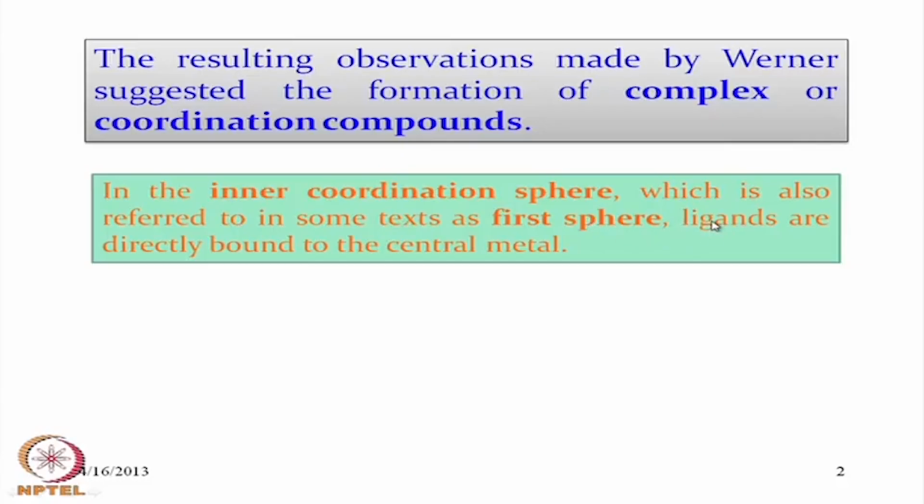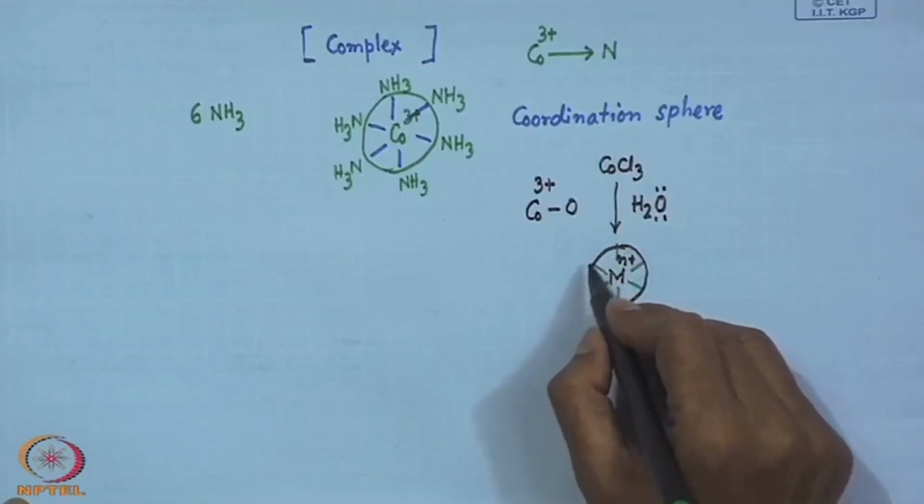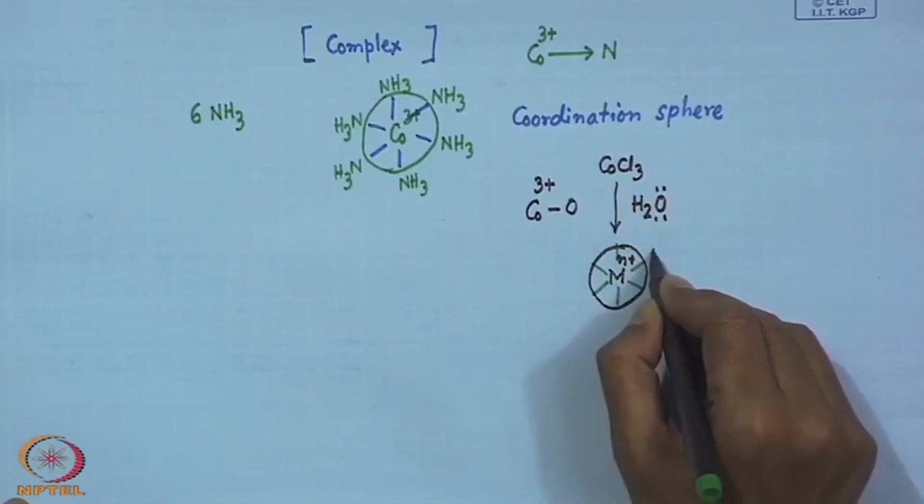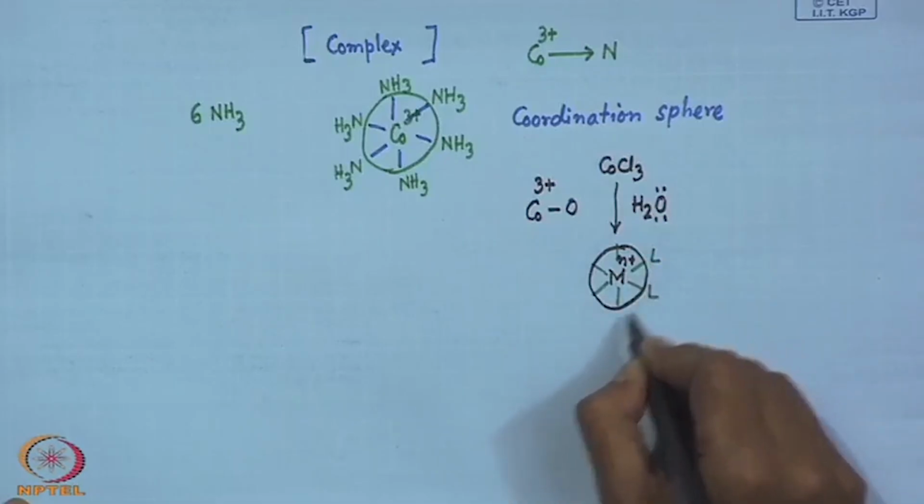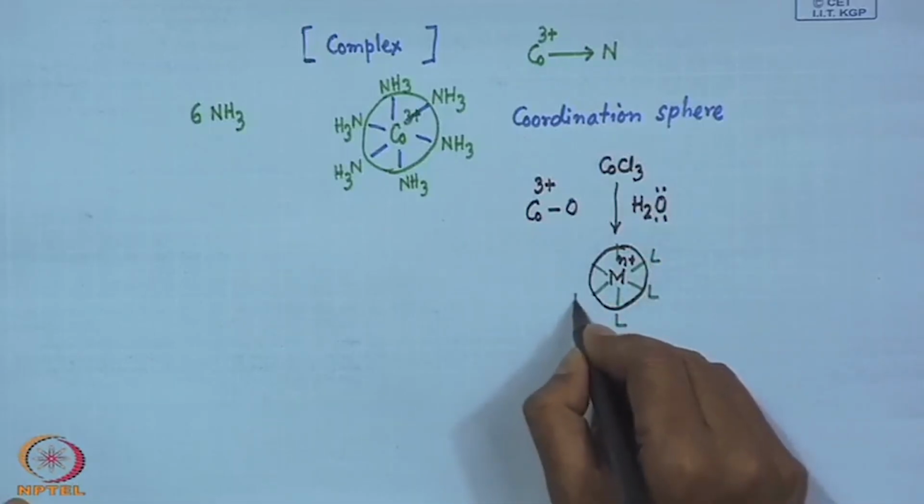If it is the water molecule which can bind to the metal center, then the water will be our ligand, and if it is the ammonia molecule which is going to bind to the metal center, then ammonia will be our ligand. So, a ligand is directly bound to the central metal. When these water molecules are surrounding it, we now call them the corresponding ligands.